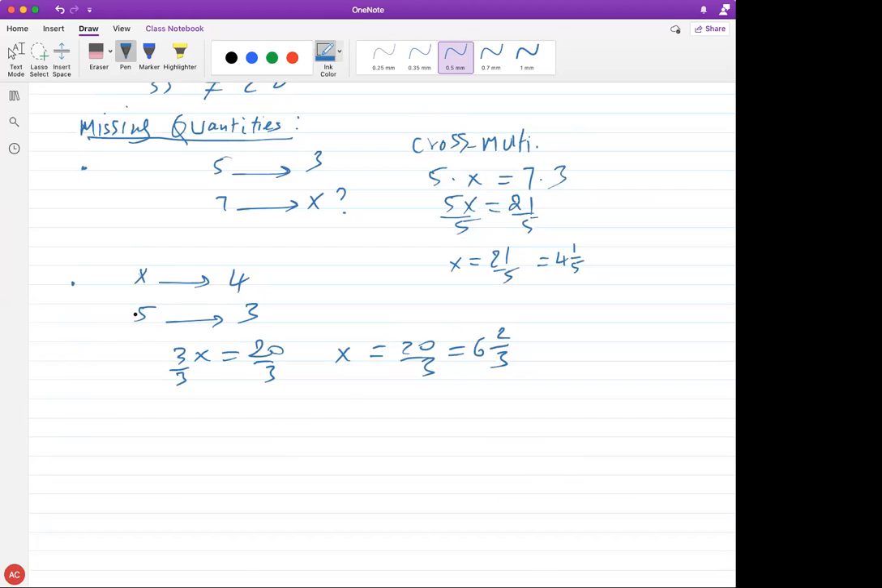You can say x over 5 is the same as 4 over 3. And you cross multiply, you get this either way. Or you can even say x over 4, 5 over 3, or 4 over x, 3 over 5. You can do it any way you want, as long as you do it in the same direction. Or even 3 over 4, 5 over x. Because these are proportions, you can do them any way you want, as long as you do them both in the same way.